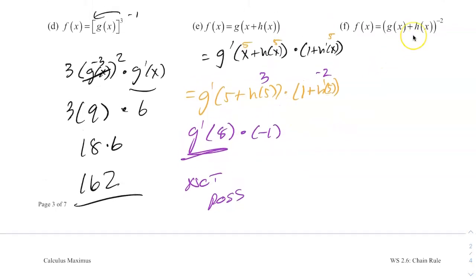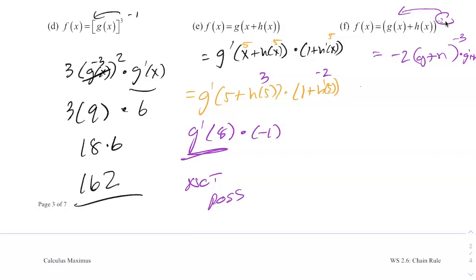Okay, this one. Another chain rule. It's g of x plus h of x, also to a negative 2 power. That's a chain rule. Bring the 2 down. So I'm going to get -2, subtract 1 off, -3, leave the inside alone, g plus h, times the derivative of the inside, which is just g prime plus h prime.